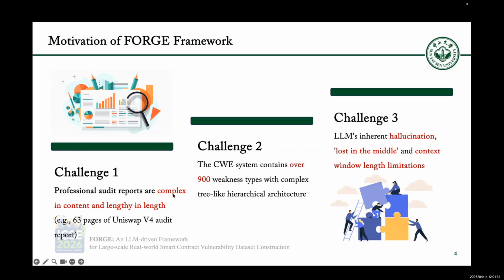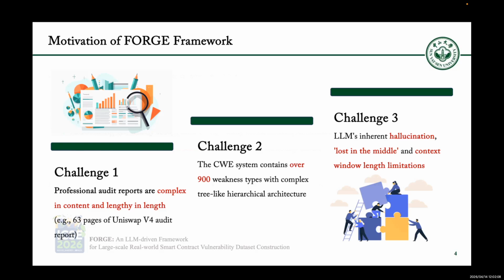Now, applying LLMs to audit reports isn't straightforward. We identify three main challenges. Challenge one is about the reports themselves. They are long, complex, and formatted very differently across companies. For example, the Uniswap V4 audit report is 63 pages long. It mixes critical vulnerability information with legal disclaimers, methodology sections, and lots of other noise. Extracting the right information accurately is no trivial task.